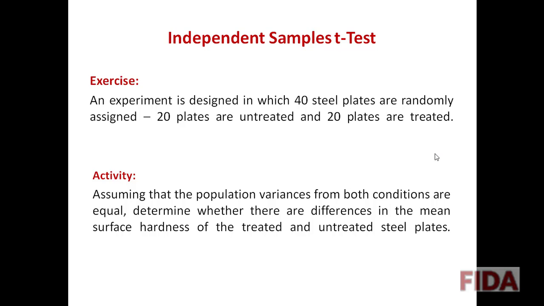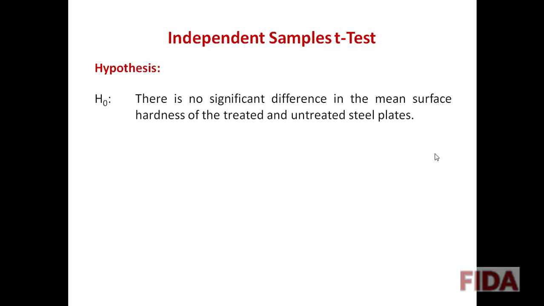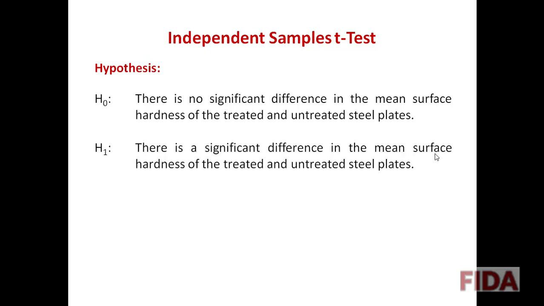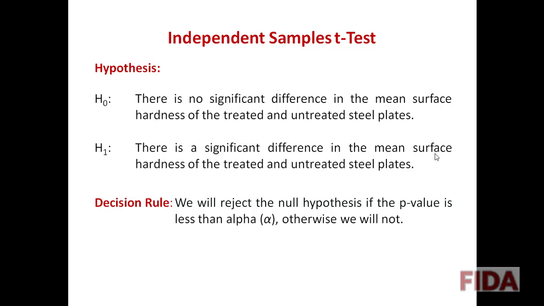Before we go further to our data, let us look at the hypothesis for this test. Our null hypothesis says that there is no significant difference in the mean surface hardness of the treated and untreated steel plates, while our alternative says there is a significant difference in the mean surface hardness of the treated and untreated steel plates. So our decision rule here says we will reject the null hypothesis if the p-value is less than alpha, otherwise we will not. Mind you, our alpha in this test is 0.05, that's 5%.